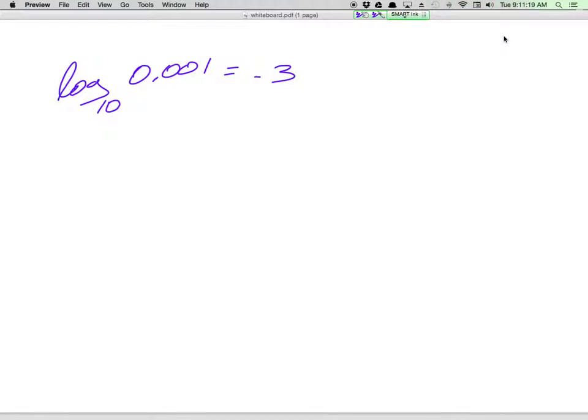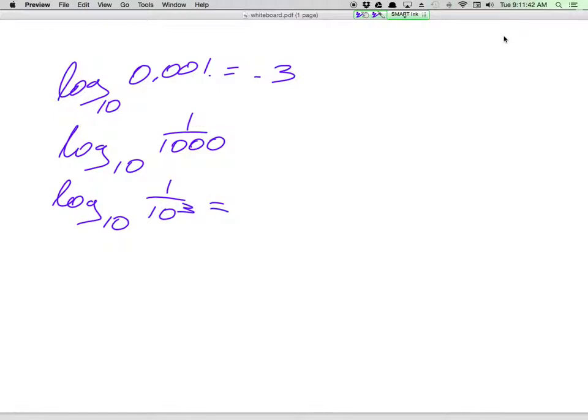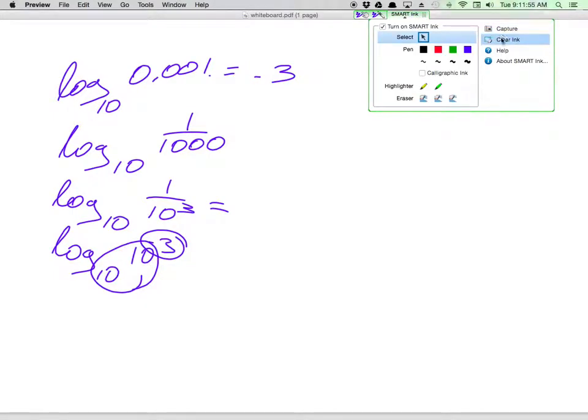Here's another way I would think about it. What spot is this one in? It's in the 1,000 spot, so it can be written as 1 over 1,000. Then I can change 1,000 to 10 to what power? The third. So I can write it as 10 to the negative 3. And anytime these match, that's my answer. Several different ways to look at that problem.